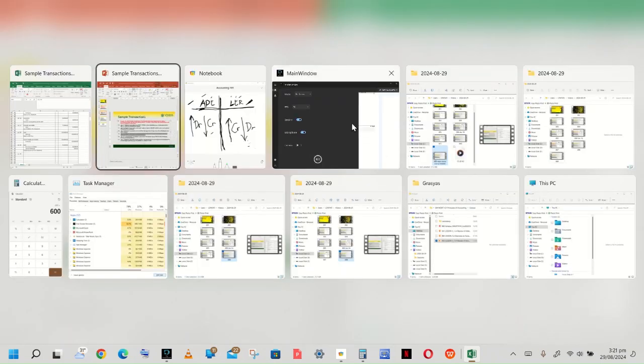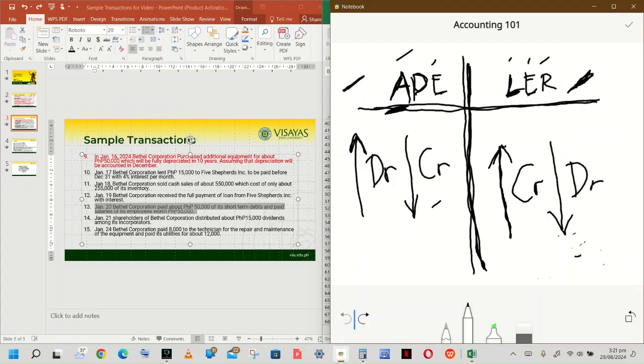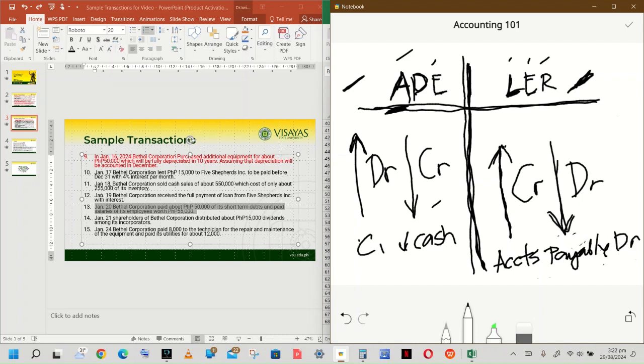Ano yung maapektuhan mong mga accounts dito? Una, yung cash, mababawasan. So, decrease in cash. So, that means credit, no? And then, short-term debts. So, ano ni Bethel, payables, accounts payable. Accounts payable is under this category. So, ano mangyayari kay accounts payable? Mababawasan. So, that means debit. So, DR, CR.